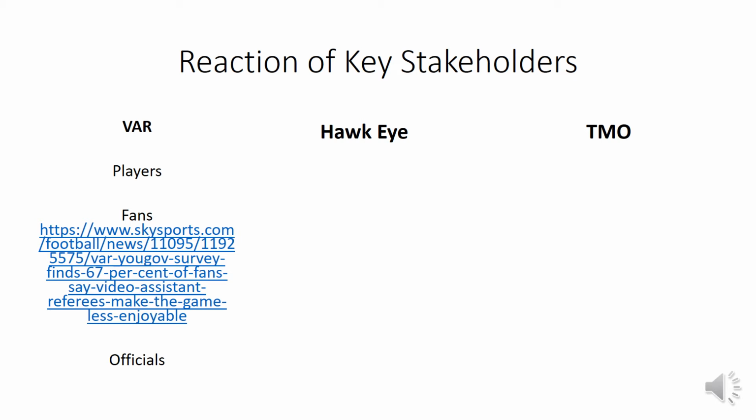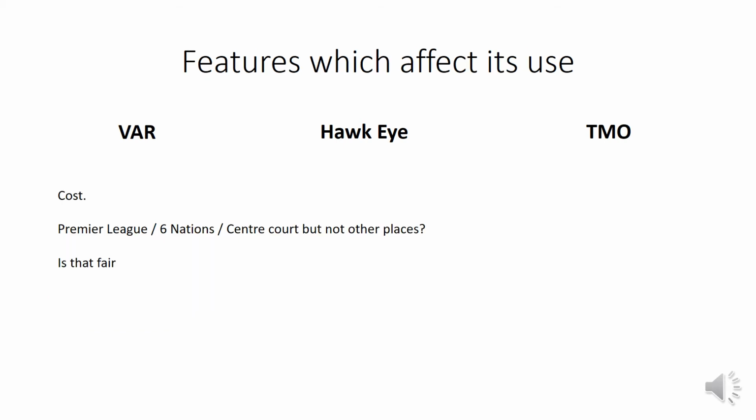So obviously for VAR, this 67% of fans say VAR makes the game less enjoyable, which is what they're there for, really. And what do officials think about it? What do the referees think about it? So again, as part of your research, you need to be looking into what are different people's opinions of how VAR is working. Are they happy with how it's working, or Hawkeye or TMO?